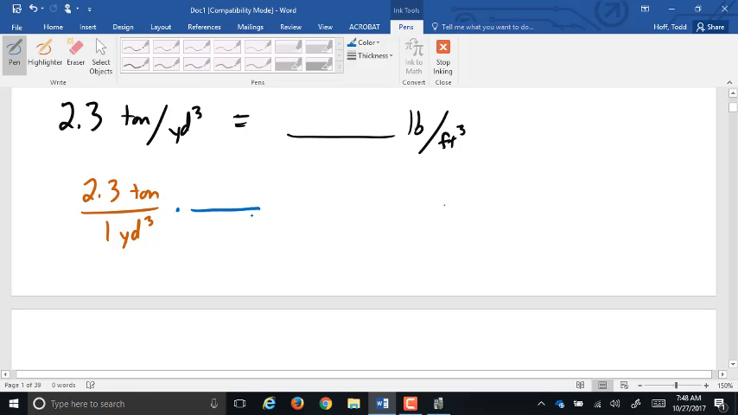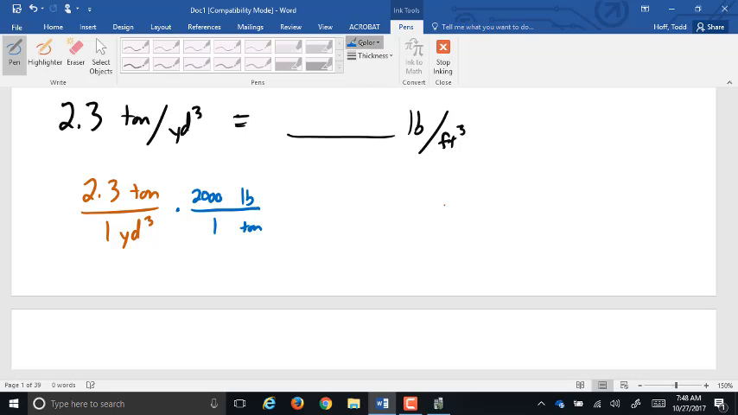So we have to get rid of tons. We're going into pounds. That relationship is 1 ton is 2,000 pounds. Very good. So the ton is gone.